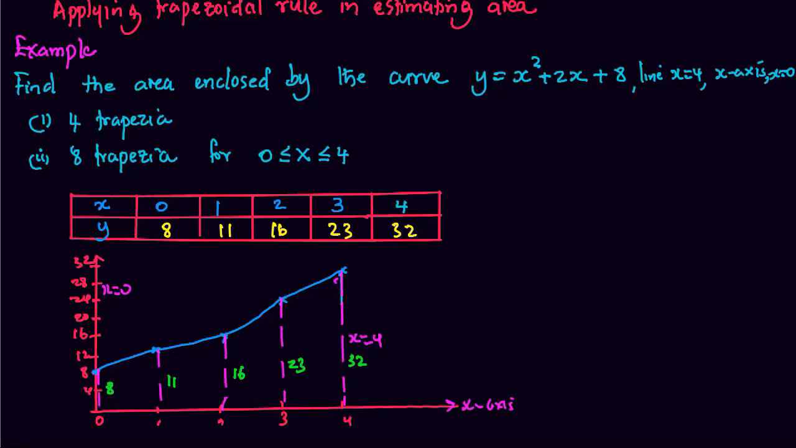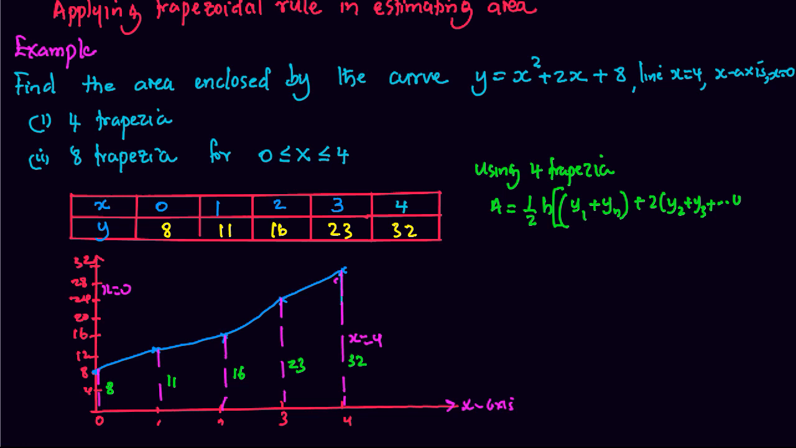Yeah, so our diagram shows 4 trapezia. So using 4 trapezia, we have the area will be a half h (y1 plus yn) plus 2 (y2 plus y3 plus so on yn minus 1).